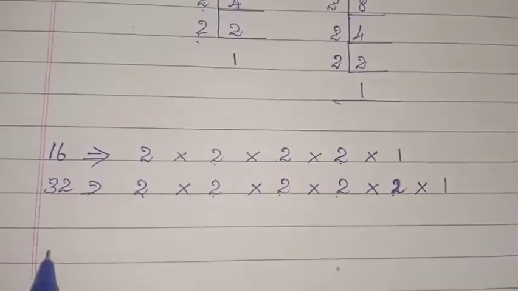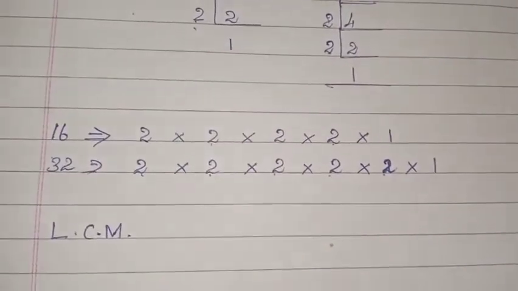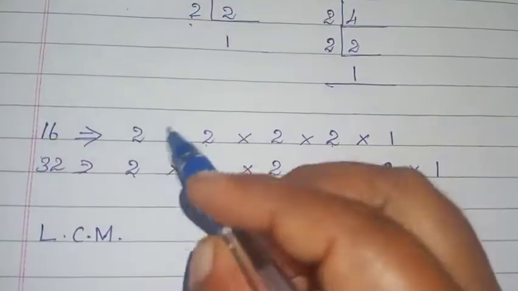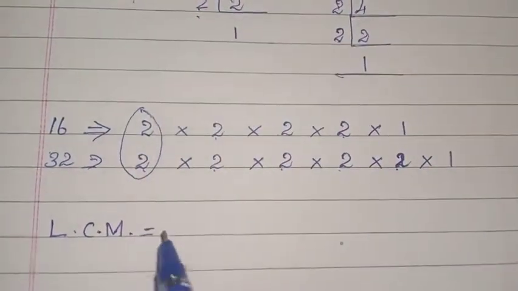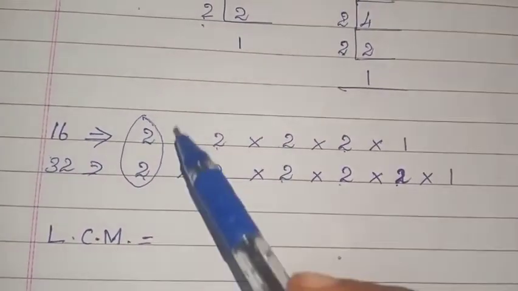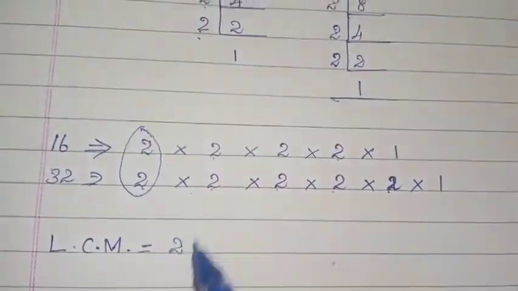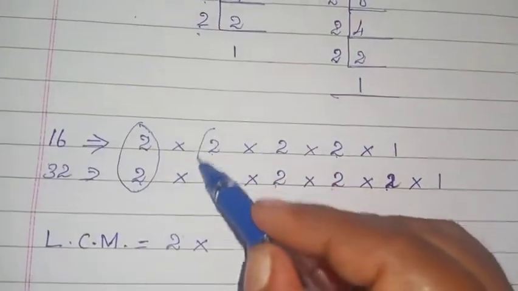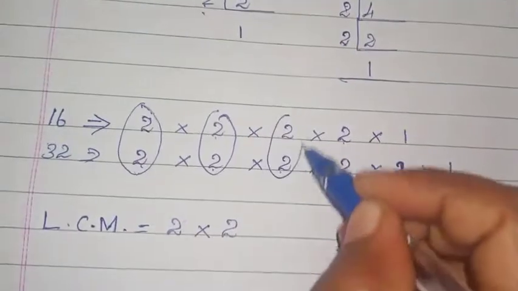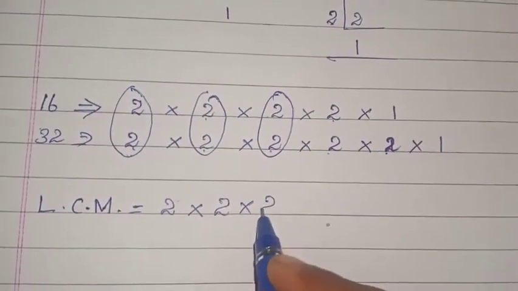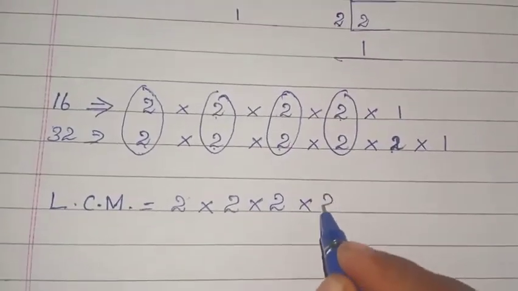Now we have to find the LCM, isn't it? Listen carefully. We need the LCM. We have common 2s. All the common numbers we have to take. So here the 2 is common. Instead of the two 2s, we can write one 2. This is common, so here you can write 2. This is a common number. So instead of the two 2s, we can write one 2.